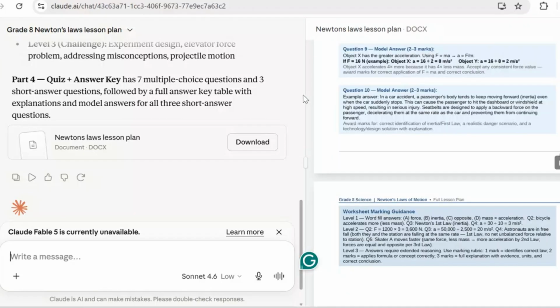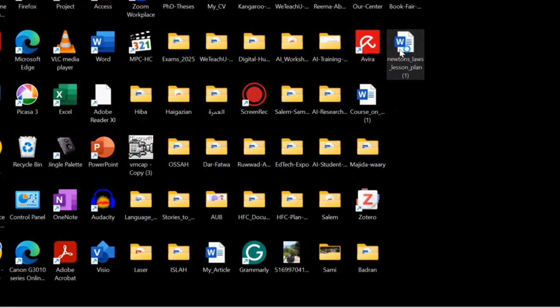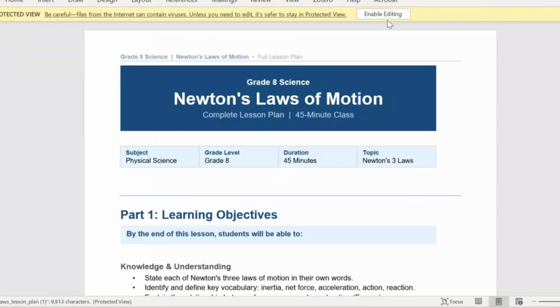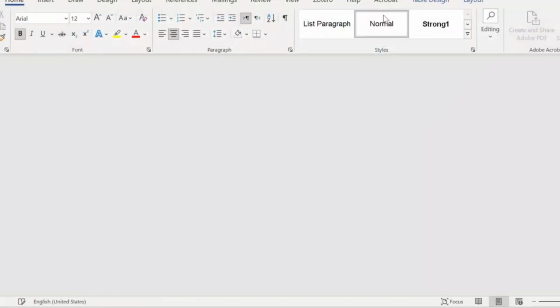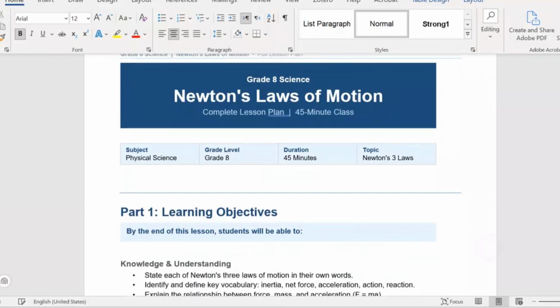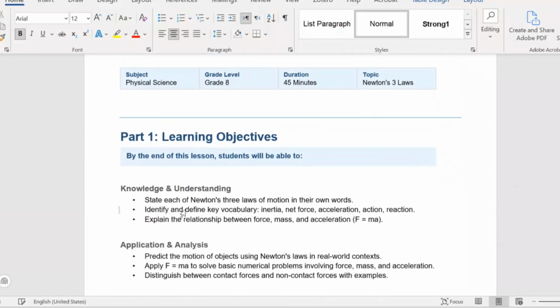If I would like to change some of the questions, I can download the file to check all the content, if it really aligns with your curriculum standards and with your lesson content in the book. You can edit the file as you see fit.